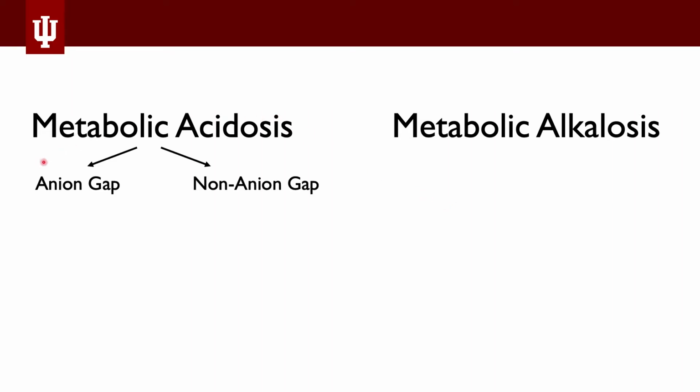The metabolic acidosis, of course, is broken into non-anion gap or normal anion gap, as well as an anion gap or elevated anion gap. The normal anion gap type tends to be associated with a high chloride. The elevated anion gap type tends to be associated with some other organic acids, such as lactates, keto acids, and formic acid from methanol, things like that, which we'll talk about.